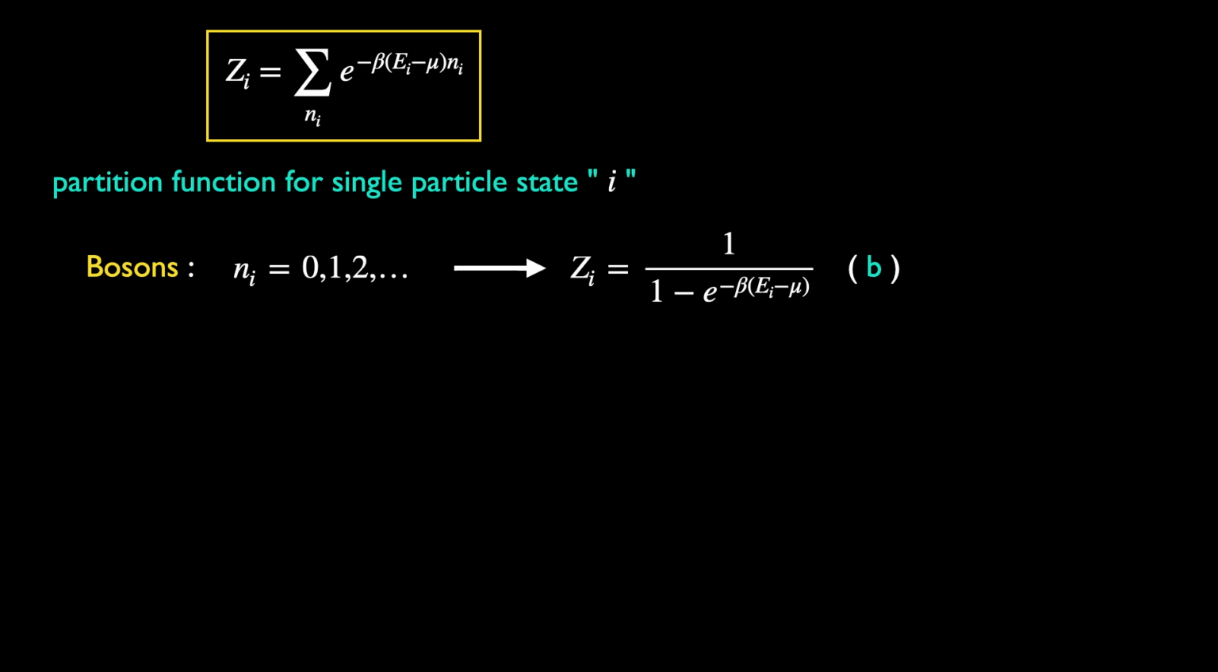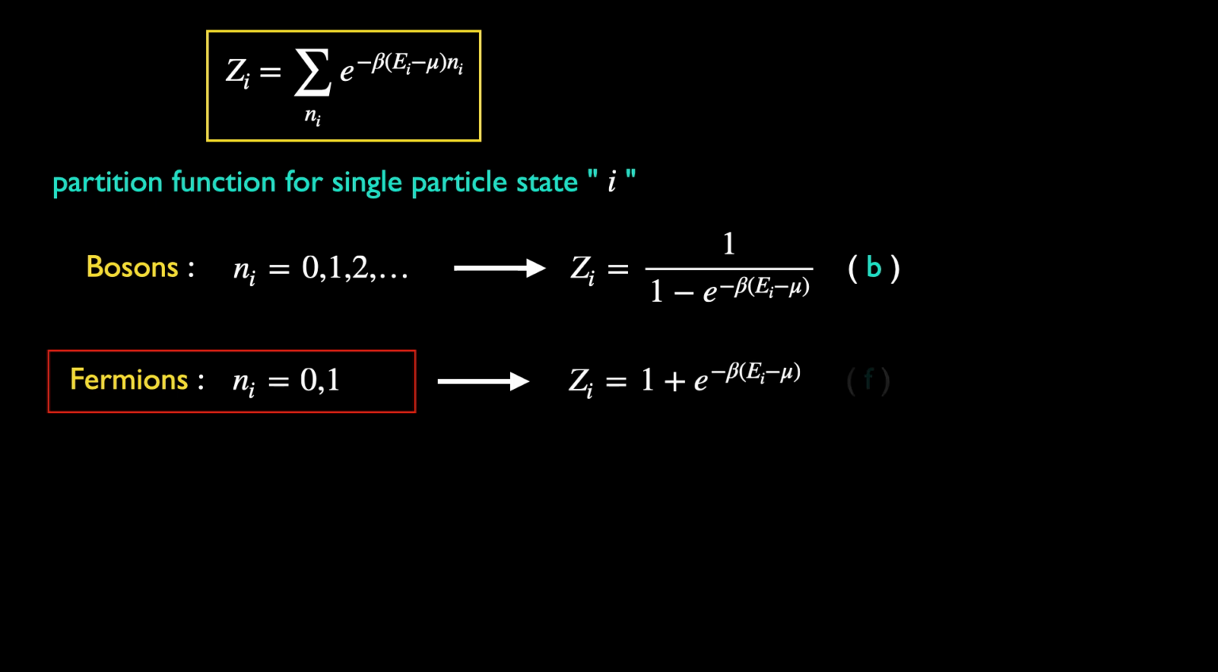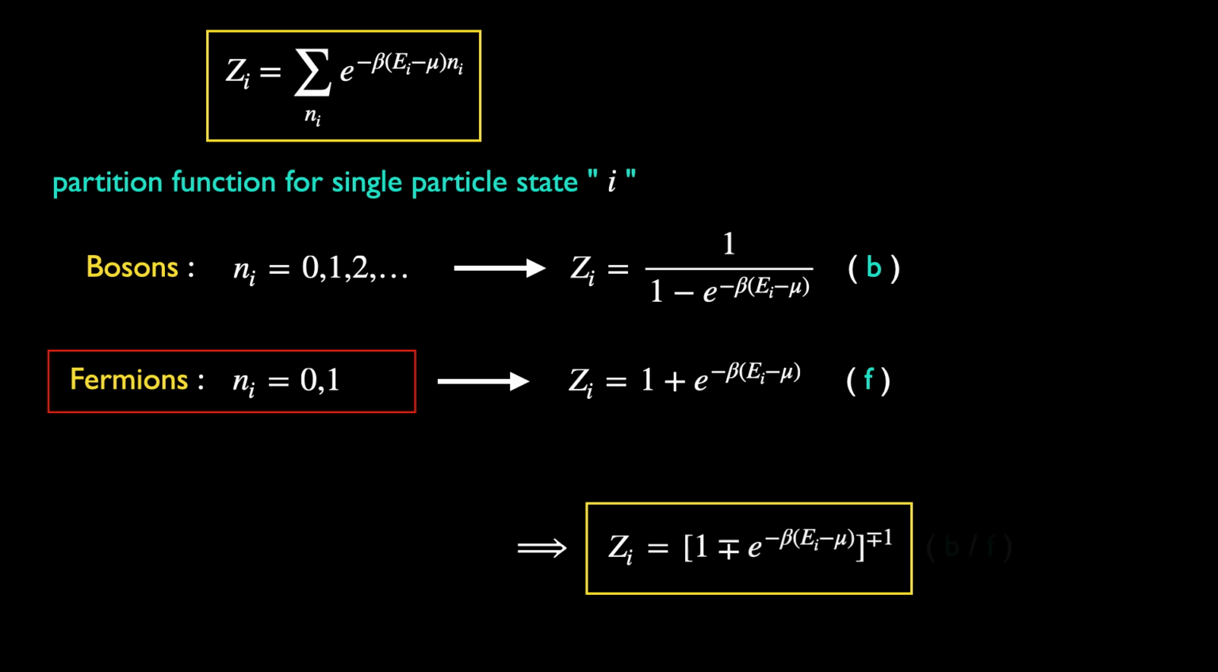For the case of fermions, due to the Pauli exclusion principle, no more than one particle can occupy each state. Ni can only be 0 or 1, so there are only two terms in the sum. Note that we can summarize these results in a single expression. The upper signs correspond to bosons and the lower signs fermions.